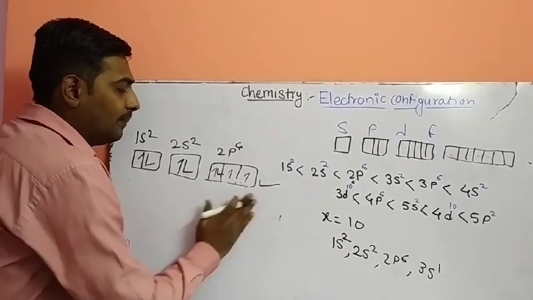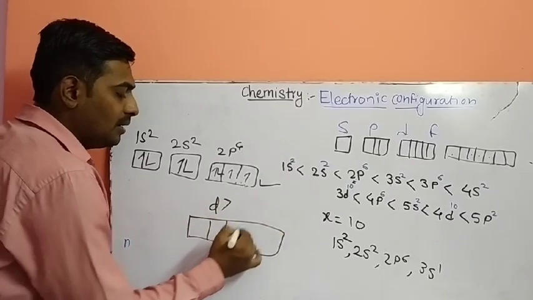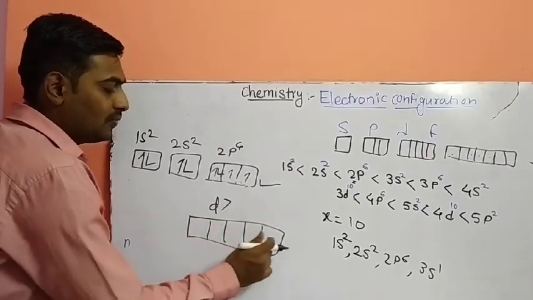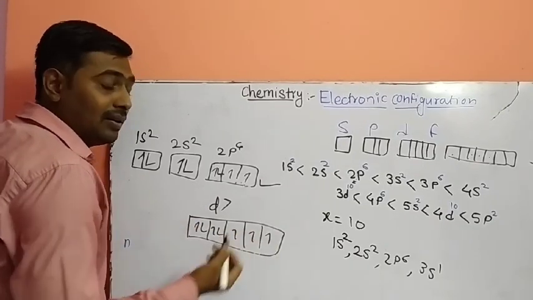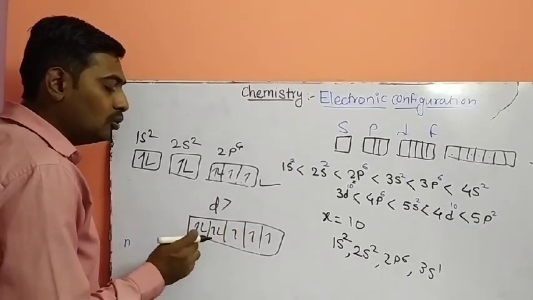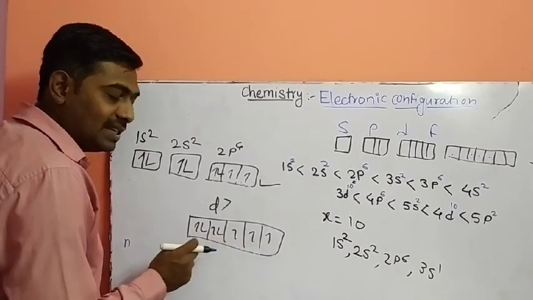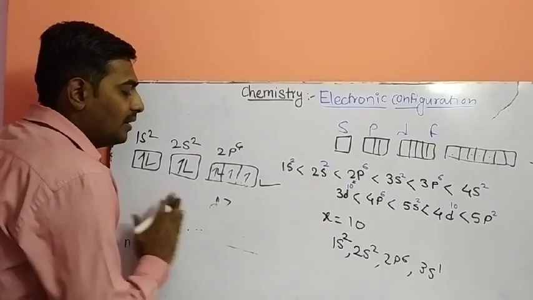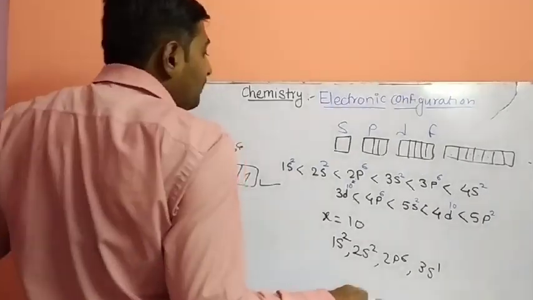When we have to write d7, it will be like this, 1, 2, 3, 4, 5, 6 and 7. It is not 1, 2, 3, 4, 5, 6, 7. It is 1, 2, 3, 4, 5 and 6, 7. Same with the f orbital. Let's see.